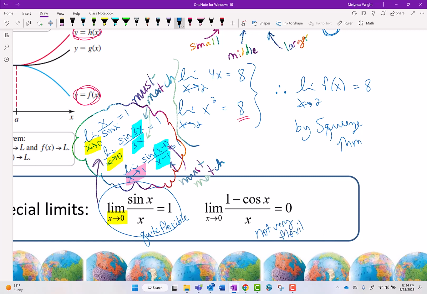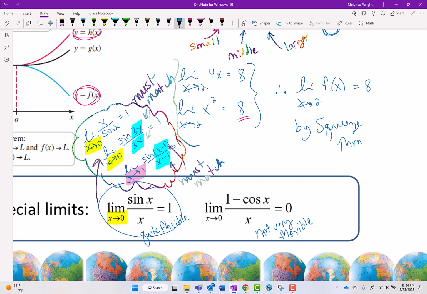Not very flexible. First of all, you can't flip it upside down. It does not flip. It's not a thing. It will not flip upside down. You cannot do that. So if you see this one flipped upside down, you cannot use this special limit.